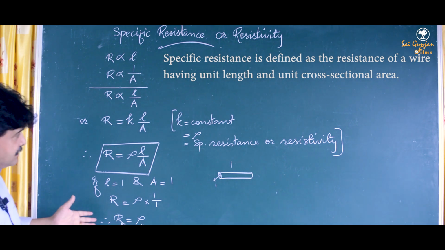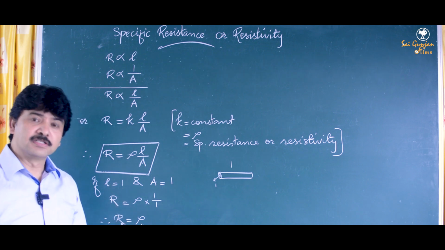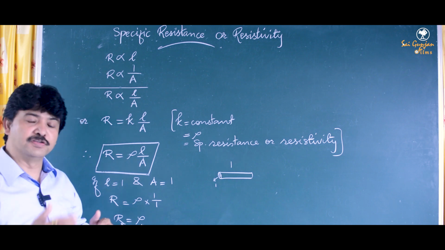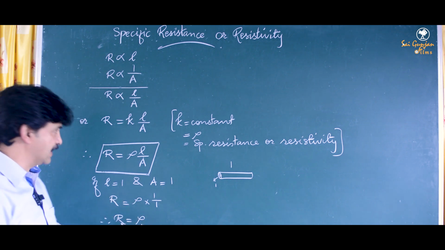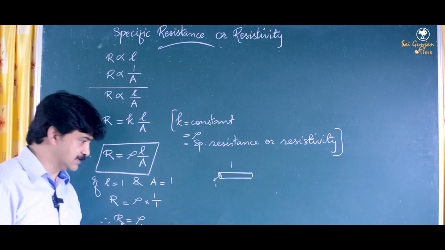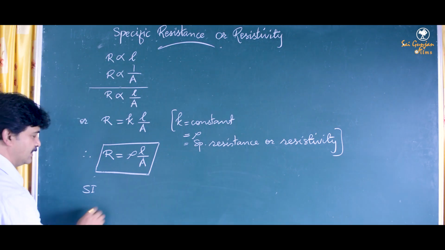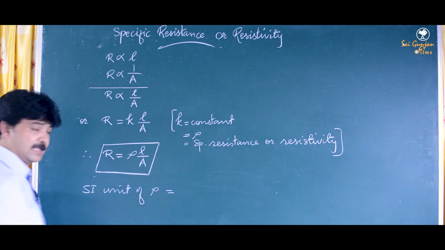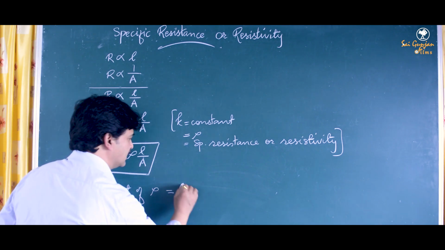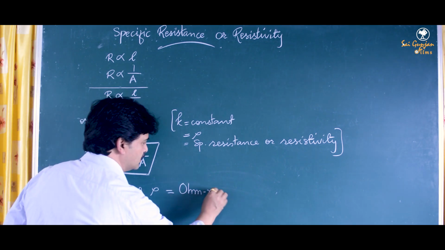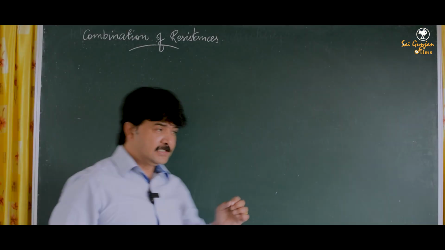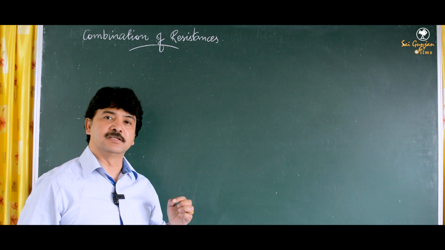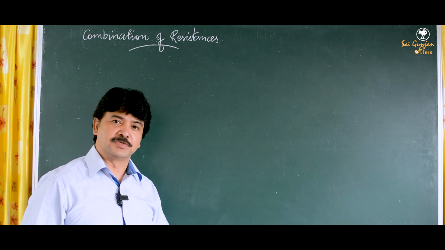So this resistivity depends on the nature of the material. It is different for different materials, like copper has a different value of resistivity, silver has a different value of resistivity. Now the SI unit of rho, that means specific resistance, is ohm meter. Till now you have seen what resistances are, what the factors are on which the resistance of a conductor depends, its unit and all that, isn't it?